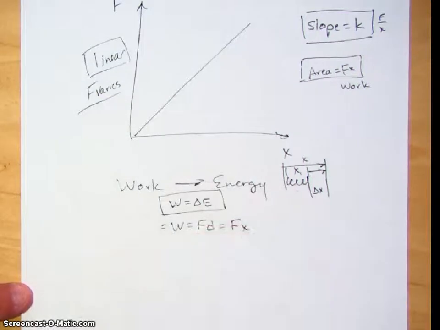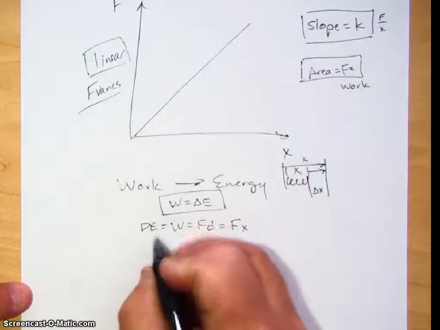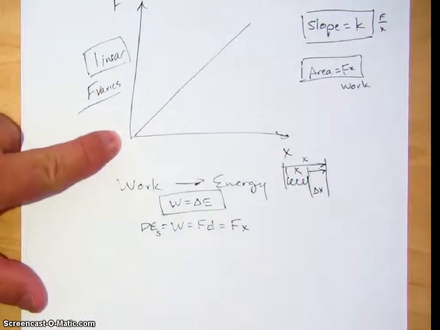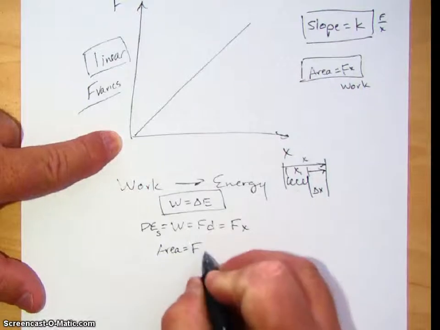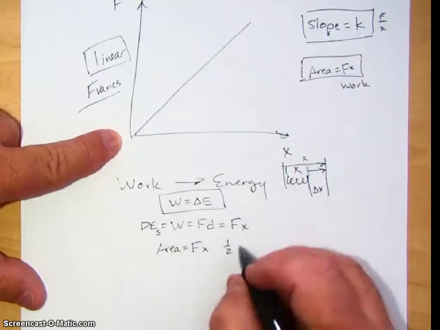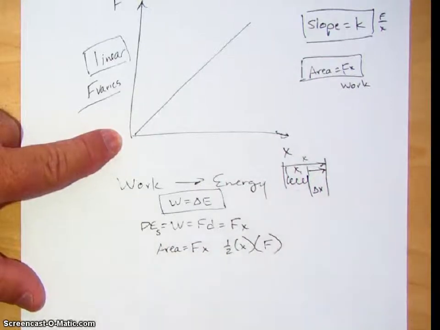Now, there's two ways to think about this. And I'm going to say, when I do work on a spring, I'm going to give it potential energy. So this is elastic potential energy or spring potential energy. And what I want to do is calculate what that is. Now, if I go up to my graph here and remember that work is equal to force times displacement, I can simply say that area is going to equal F times x. Well, now when I take a look at this, it's a triangle, so it's going to be 1/2 the base, which is x, times the height, which is F.